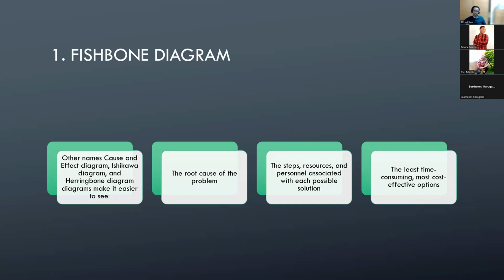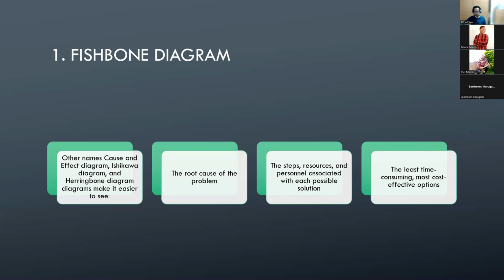Okay. So fishbone diagram, just as its name, it looks like a skeleton of a fish, right? Some other names of this are cause and effect diagram, Ishikawa diagram, and herringbone diagram, right? So what this diagram does, it helps you to see the root of the problem, okay? To make it easier for you to identify steps, okay, resources, and personnel that are required for you to be able to solve this problem.